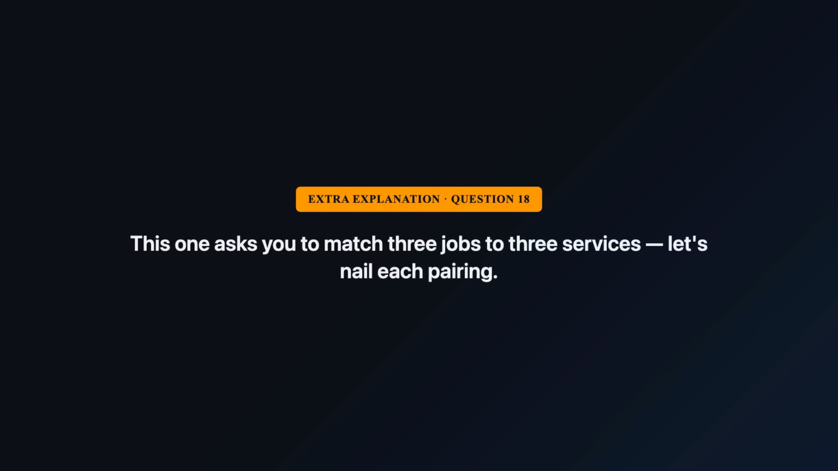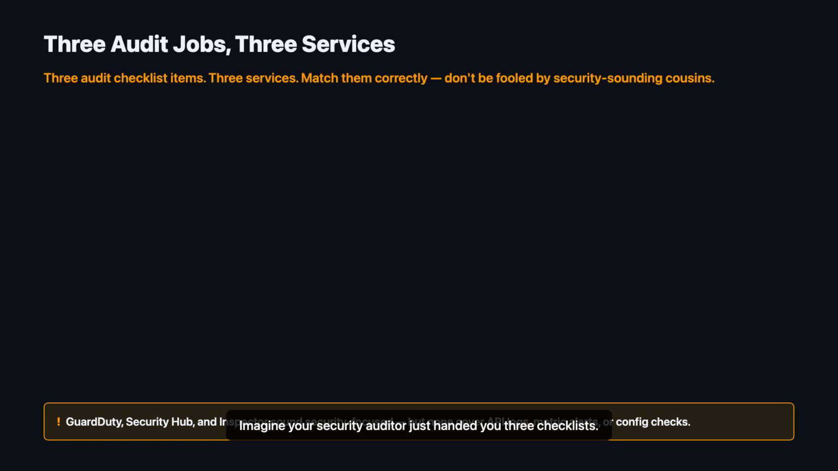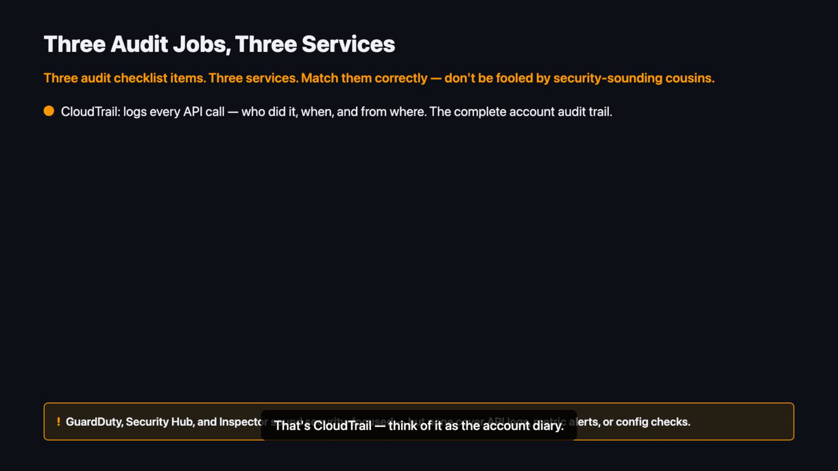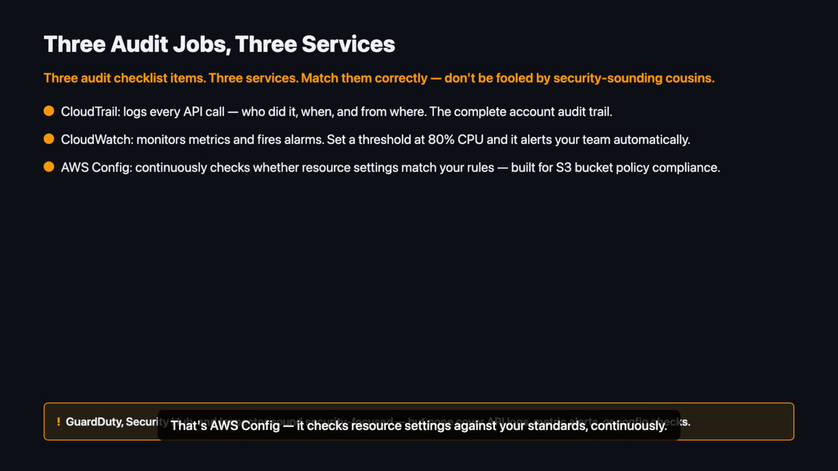This one asks you to match 3 jobs to 3 services. Let's nail each pairing. Imagine your security auditor just handed you 3 checklists. First, log every API call ever made in the account. That's CloudTrail. Think of it as the account diary. Second, alert me when any EC2 server's CPU goes above 80%. That's CloudWatch. It watches metrics and fires alarms. Third, are our S3 bucket policies following company rules? That's AWS Config. It checks resource settings against your standards continuously.